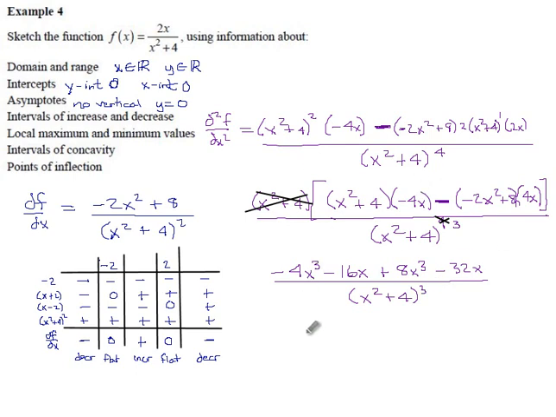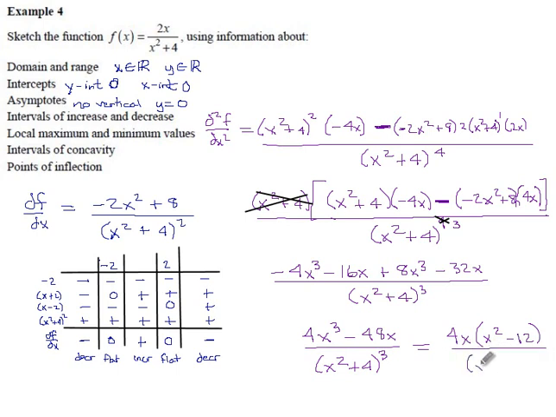Collect like terms. We get positive 4x cubed minus 48x over x squared plus 4 to the 3rd. And there's a common factor of 4x in that numerator, which we can pull out, leaving x squared minus, please let it not be a perfect square. Good, it's not. Okay, so there is our factored, finished, cleaned up second derivative.